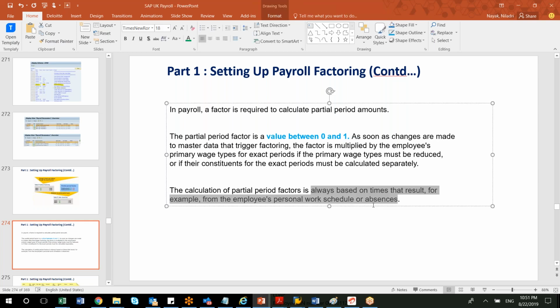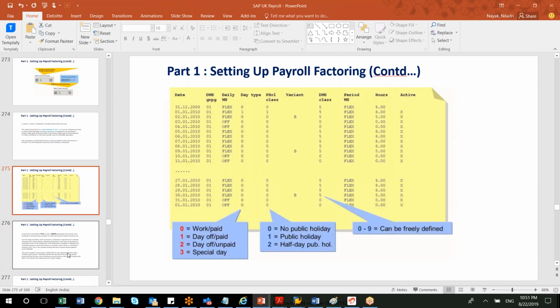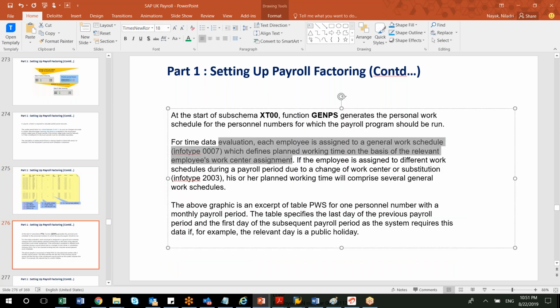Other than that, here I have explained that whatever infotype 7 you are maintaining, it will work accordingly. In case of any substitution you have planned, that substitution also comes into the picture in case of a payroll split. That is driven by the subschema GT00. For international it will be XT00, but the function remains the same for every payroll. The same function, GEPS, generates your PWS, which is helpful for generating this concept. I have noted it down.